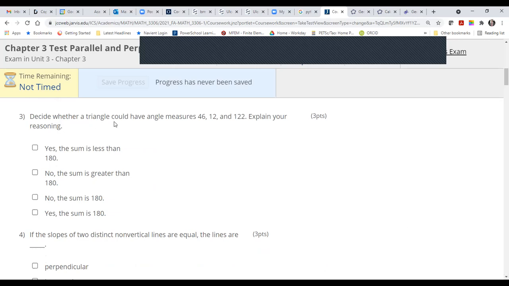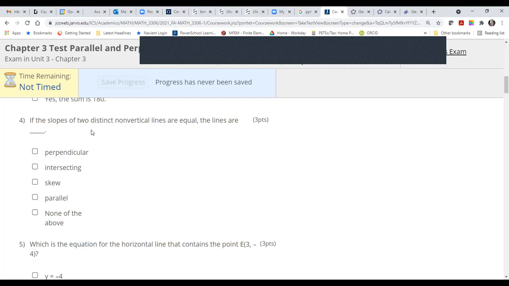Okay, this one: decide whether a triangle could have angles with these measures. So the answer can be yes or no, right? And you have to explain the reason. So what do you think? Yes or no? I think it is a yes because it's 180 degrees if you add them all. Yes. Okay. So that's bonus. Okay. So I give you the answer in front.